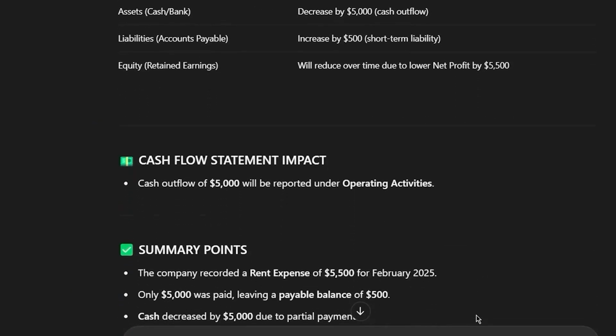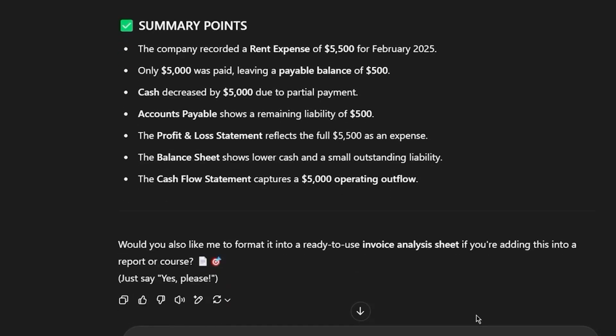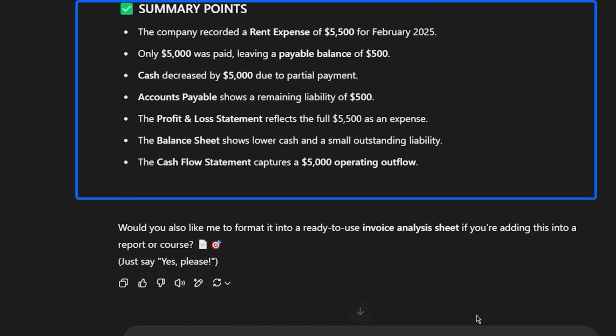Finally, it wraps up with a quick summary table confirming that the expense is recorded, part of it is paid, $500 remains due, the trial balance is in sync, and the financial impact is fully accounted for. In just a few clean sections, ChatGPT delivers a complete accounting walkthrough from journal entry to financial statements, ensuring the user not only knows how to record the transaction, but also understands how it affects every layer of the books.